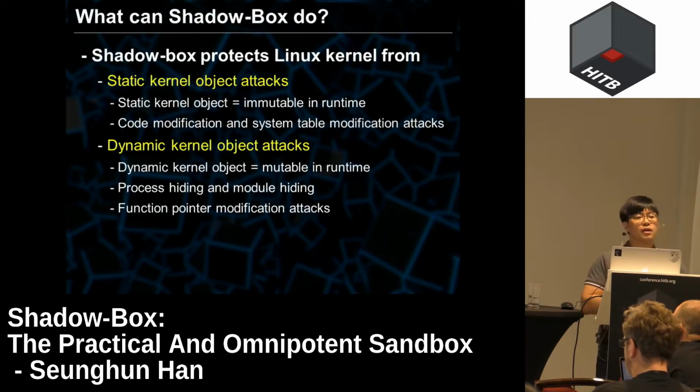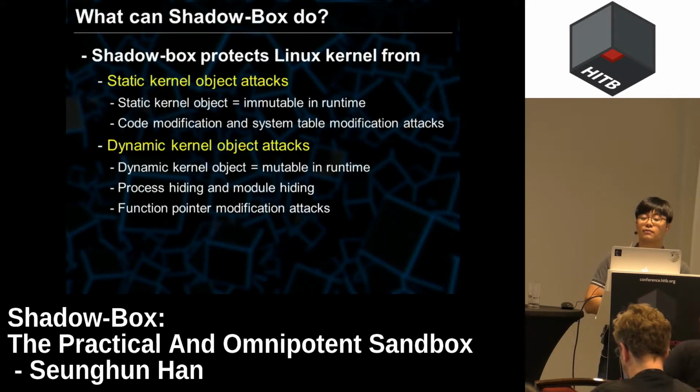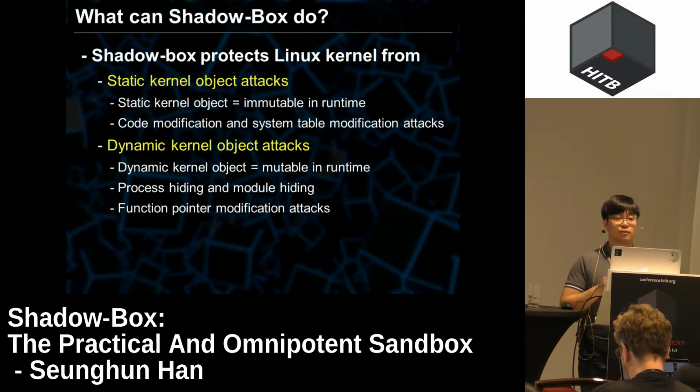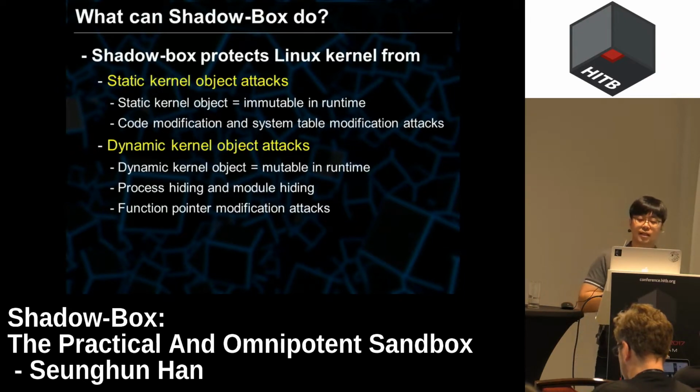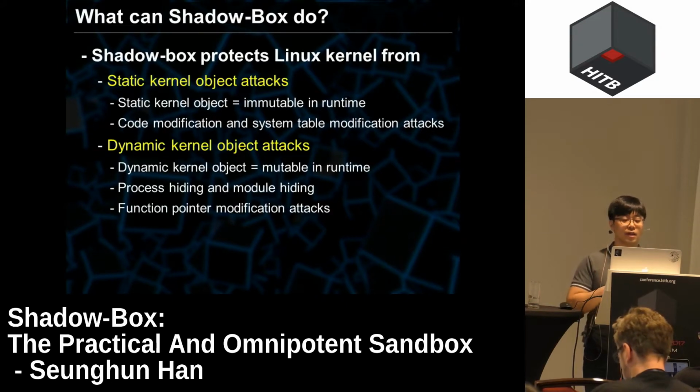So, what can Shadowbox do? First, Shadowbox protects the kernel from static kernel object attacks. I defined static kernel objects as immutable at runtime. Therefore, static kernel object attacks can be code modification attacks and system table modification attacks. Second, Shadowbox protects the kernel from dynamic kernel object attacks. I defined dynamic kernel objects as mutable at runtime. Therefore, dynamic kernel object attacks can be process hiding, module hiding, and function pointer modification attacks.